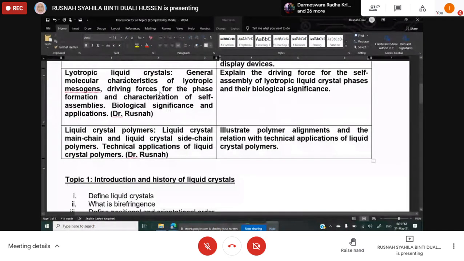The first topic is lyotropic liquid crystal, general molecular characteristic of lyotropic mesogen, the driving forces for the phase formation and characterization of self-assemblies, and then including the biological significance and application of the lyotropic. There is one course learning outcome based on that topic: explain the driving force for the self-assembly of lyotropic liquid crystal phases and their biological significance.